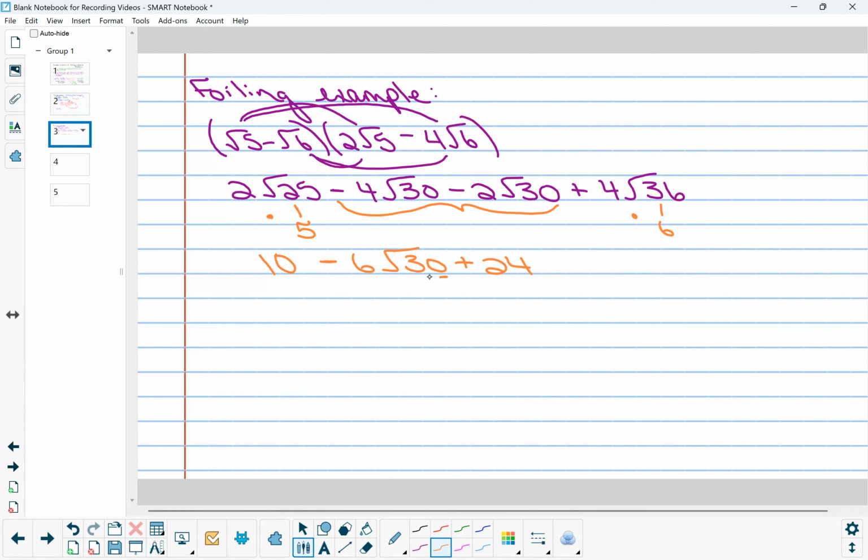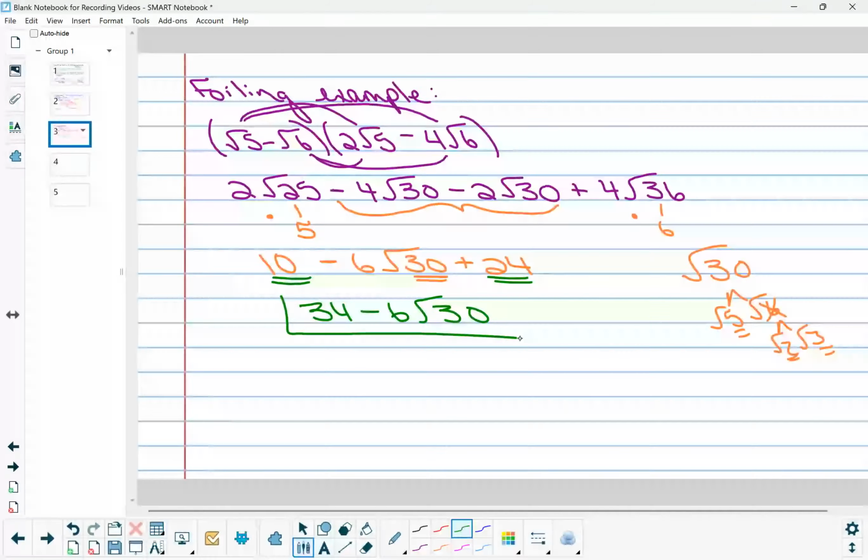You'll want to take a look at the root of 30, see if you can reduce that anywhere, but you'll find that that's a root of 5 and a root of 6, and this is a rad 2, rad 3. These are all prime, and nothing will pair up anywhere, so rad 30 is not actually going to reduce for you. However, these are like terms, so 10 plus 24 is 34 minus 6 rad 30, and that's what that's going to look like, okay?